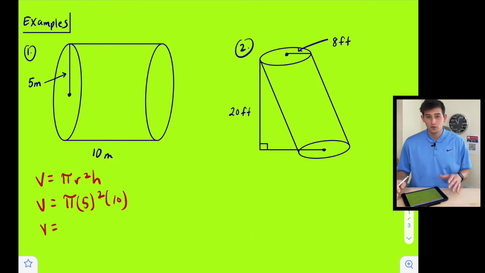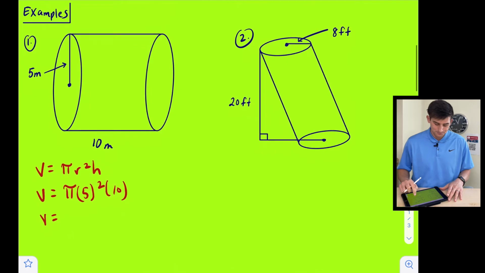And now anytime we're working with pi, we can write our answer in terms of pi, which means we just leave pi at the end of our answer, or we can actually use 3.14 for pi and multiply it out and round our decimal. So we'll actually do both answers today.